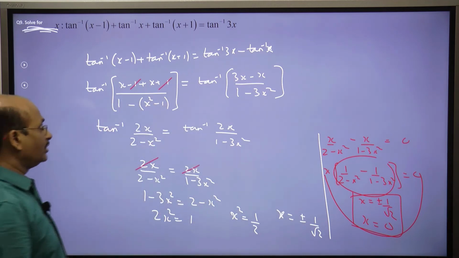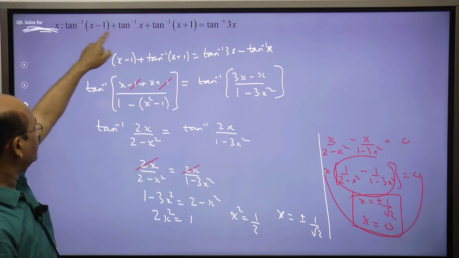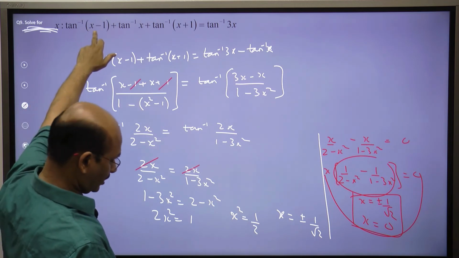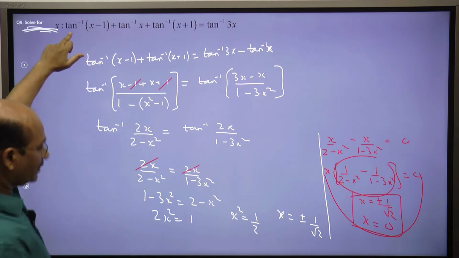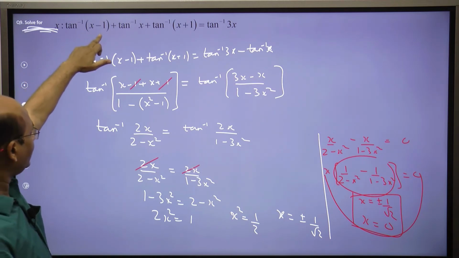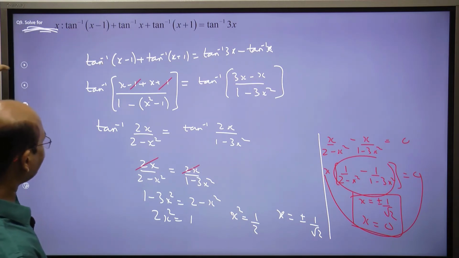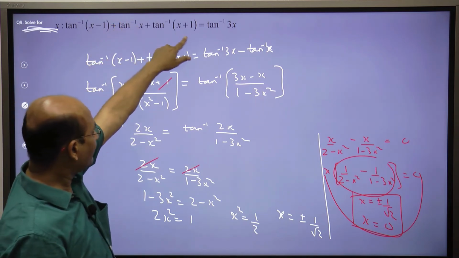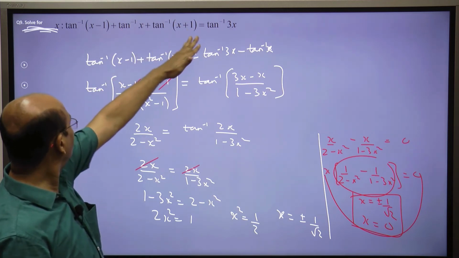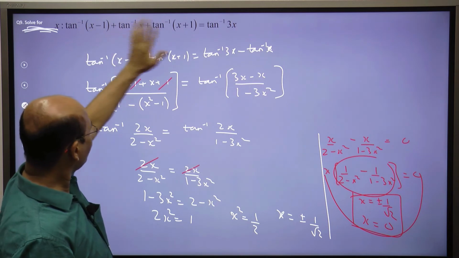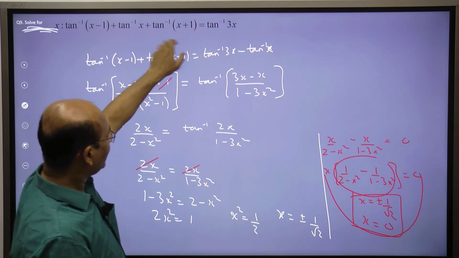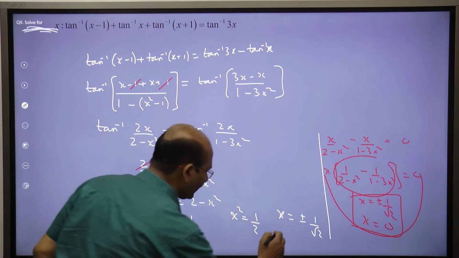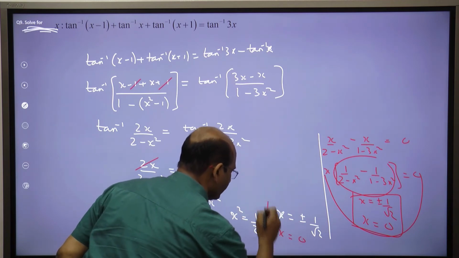Now this is the pattern of the question, because it is tan inverse minus 1 plus tan inverse 1 plus tan inverse 0. Try to understand: tan inverse minus 1 is minus pi by 4, tan inverse 0 is 0, and tan inverse 1 is pi by 4. Minus pi by 4 plus pi by 4 is 0, right, and here it is 0. So that means 0 also satisfies. This I want you to remember. So I have to add one more solution there, x equals 0.